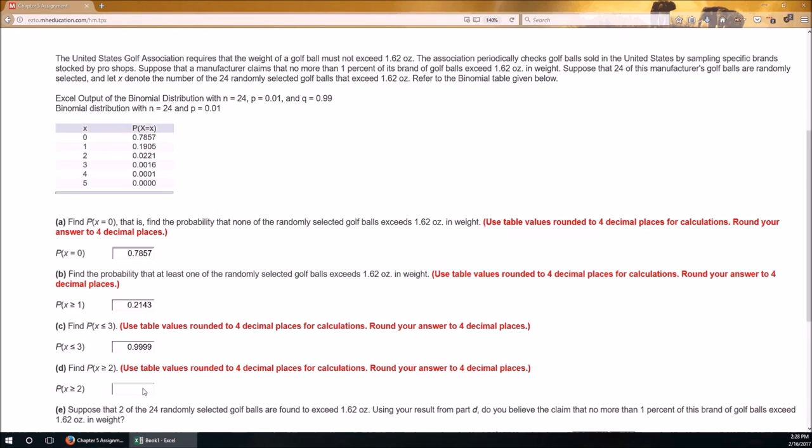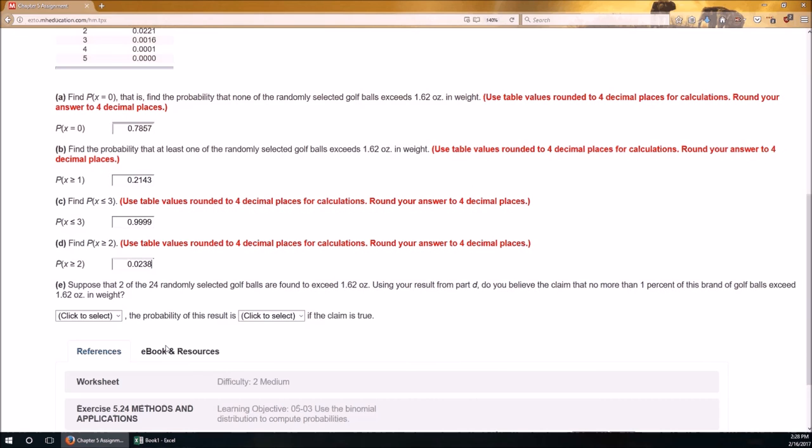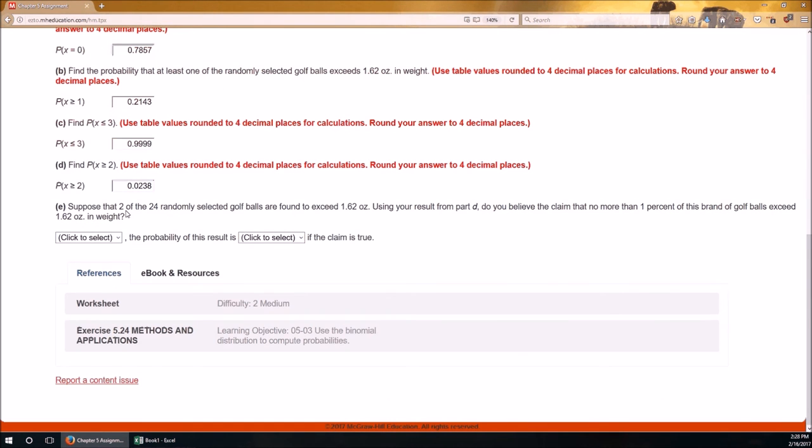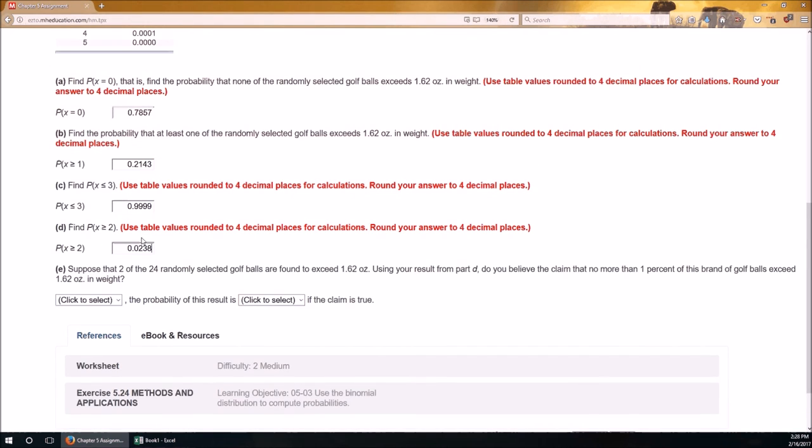Suppose that two of the 24 selected golf balls are found to exceed 1.62 ounces. Using the result from D, do you believe the claim is correct, the original claim? This is the probability of observing this reality, or something more extreme, given the claim is correct. I know we observed 2. So this is really a test of the claim itself, given our reality. That's about a 2% chance of seeing 2 or more heavy golf balls, if the claim is true. Very small probability.